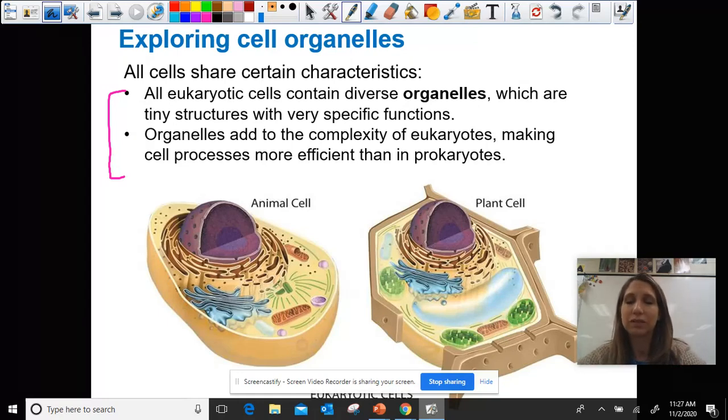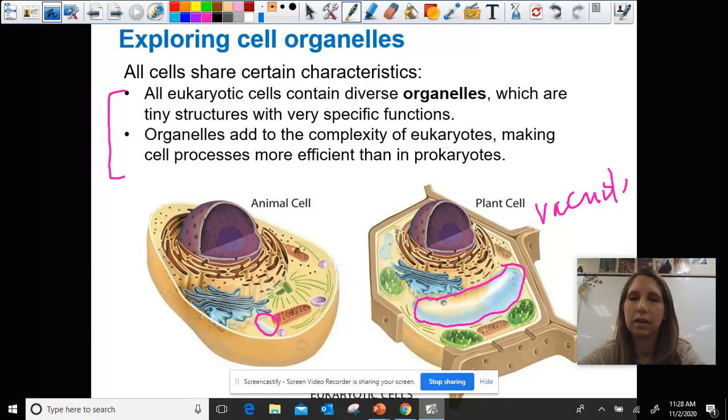So cells themselves can make more organelles, and they can destroy organelles when they're no longer functioning properly. And different cell types have different amounts of some of these things. So you can see here one of the major differences between this plant and animal is the plant cell has this really large bubble-looking organelle, and the animal in comparison is about that big. Those are called vacuoles, and those vacuoles we'll come back to in a little bit and talk about what they do.